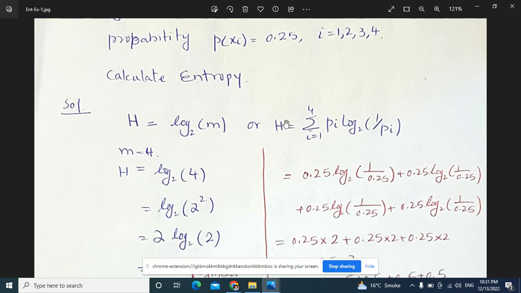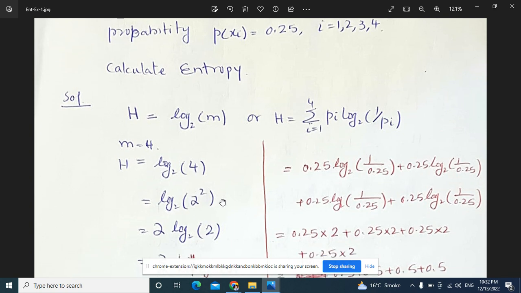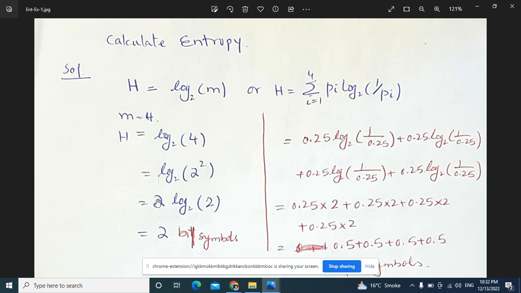You can use both formulas of the entropy. This is the basic formula of the entropy: H is equal to the sum from i equals 1 to 4 of pi multiplied by the information. Or you can use this formula: entropy is equal to log 2 of m, where m is the number of symbols. We know the number of symbols is 4, so you can take log 2 of 4, which is log 2 of 2 raised to the power 2. Using the logarithmic rule, the power comes in front of log 2 base 2, which is equal to 1, so 2 multiplied by 1, the answer is 2.